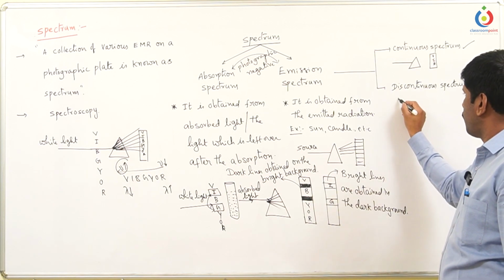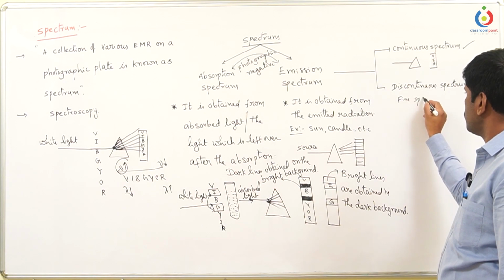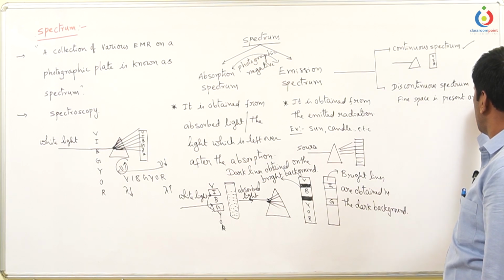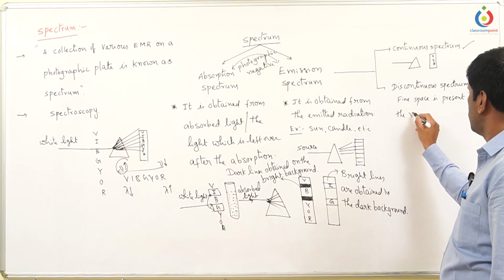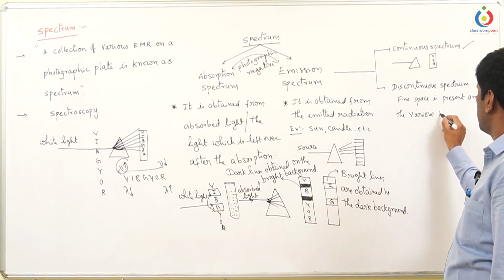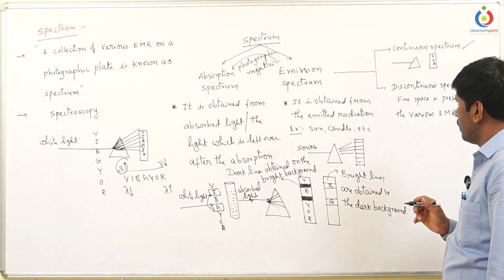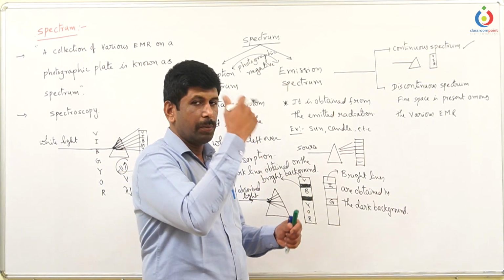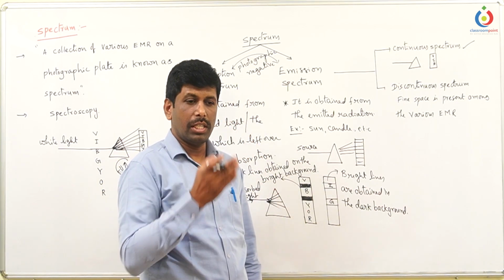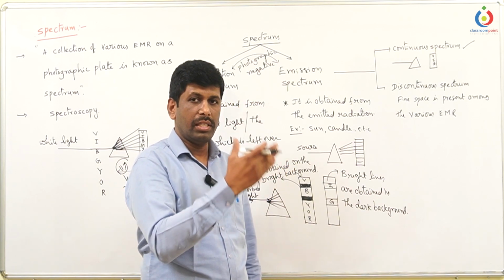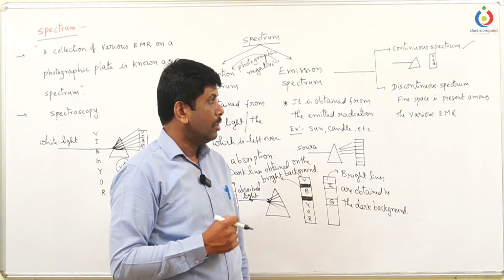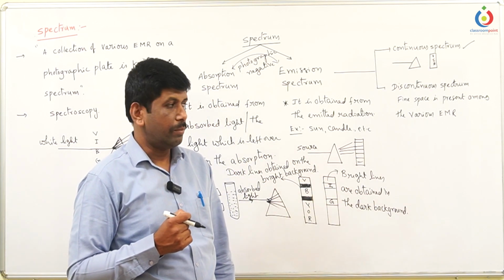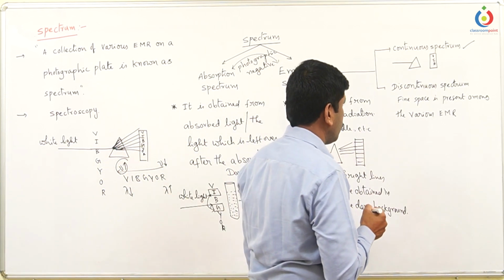Discontinuous spectrum means a fine space is present among the various electromagnetic radiations. So in the case of discontinuous spectrum, when the light is passed through the prism, we get the spectral lines, but there is a little gap, or else we can exactly say where one color ends and where another color has begun. So we can distinctly say the range of each electromagnetic radiation. Such types of electromagnetic spectrums are known as the discontinuous spectrum.